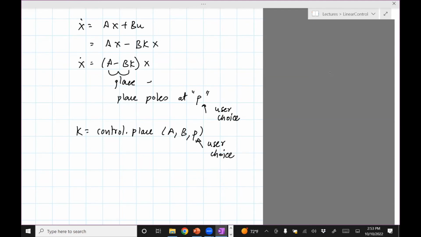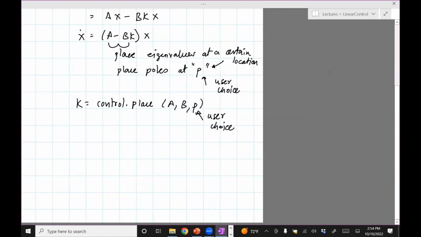Say place eigenvalues at a certain location. This location is P. Okay, so I'll show you the code how to do that.